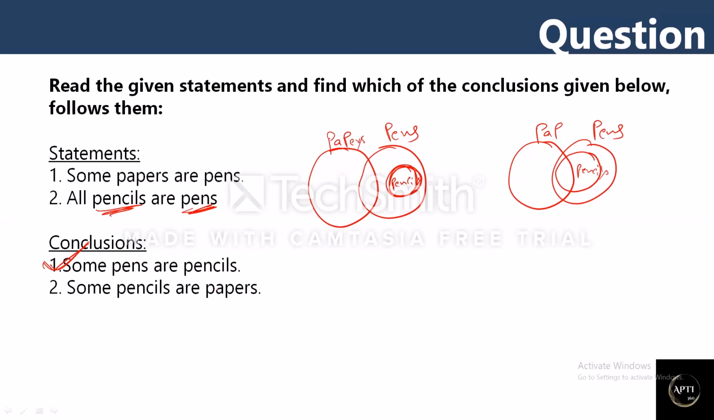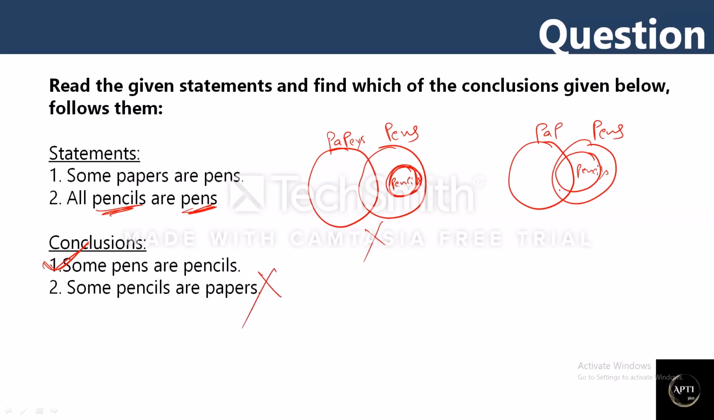Now the next conclusion, some pencils are papers. Can you say some pencils are papers from the minimum case? Is there any connection between pencils and papers? No, there is no connection between pencils and papers. If any condition is not satisfied, you can immediately eliminate that conclusion.